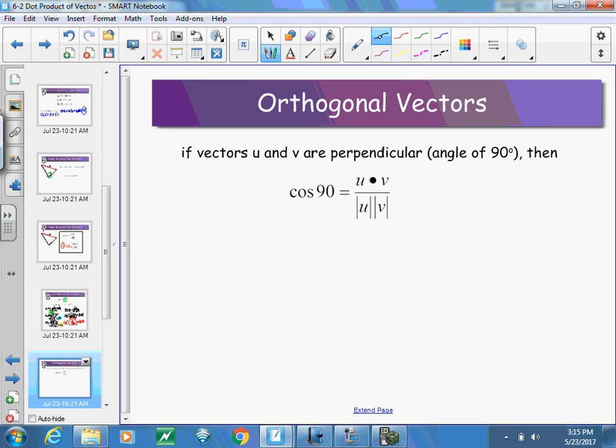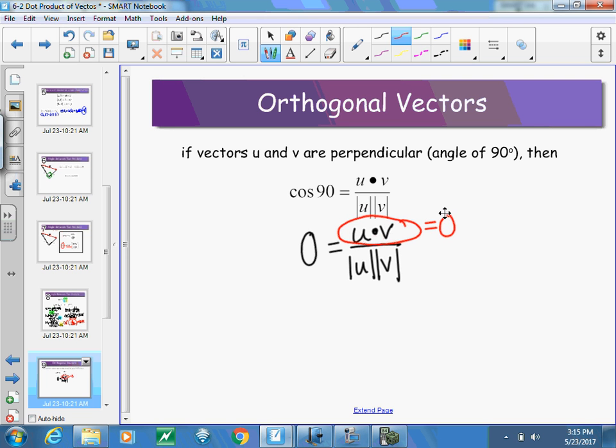Well, the cosine of 90 degrees is 0. And so if you're trying to think about what has to happen for this formula to be 0, the only way that can happen is if your numerator equals 0. Your denominator cannot equal 0. You can't have a magnitude of vector u or v be 0, because then we would have a problem. You'd be working with just a single point. You wouldn't be going in any direction or any distance, and so you would have no angle created with just a point.